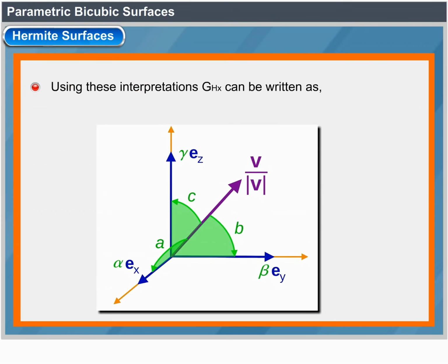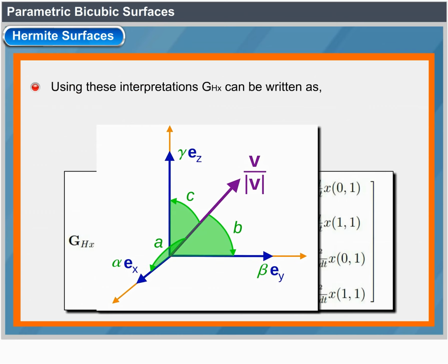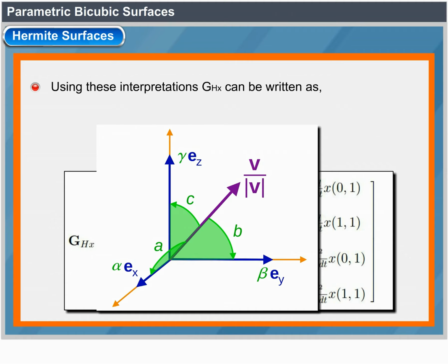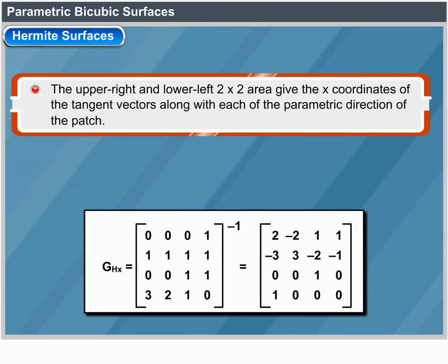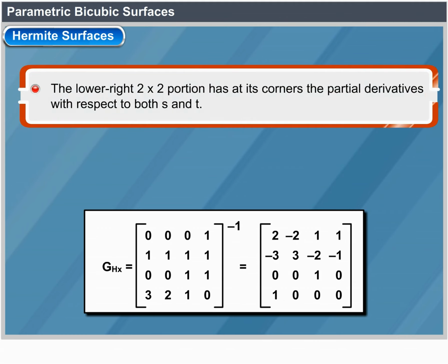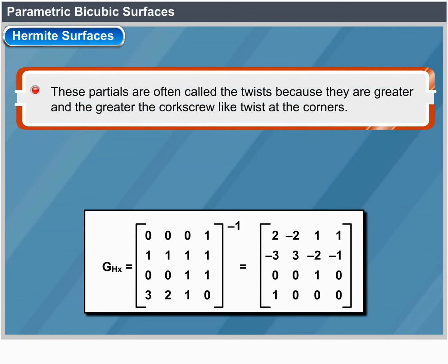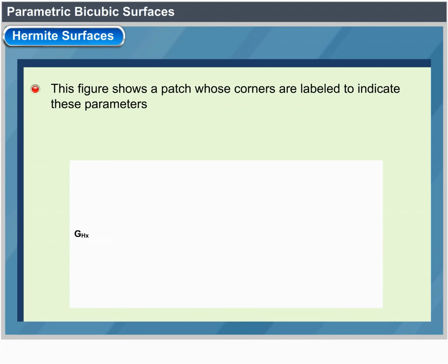Using these interpretations, we can write G_Hx as shown. The upper left 2x2 portion of G_Hx contains the x-coordinates of the four corners of the patch. The upper right and lower left 2x2 areas give the x-coordinates of the tangent vectors along each parametric direction of the patch. The lower right 2x2 portion has at its corners the partial derivatives with respect to both s and t. These partials are often called the twists because the greater they are, the greater the corkscrew-like twist at the corners. This figure shows a patch whose corners are labeled to indicate these parameters.